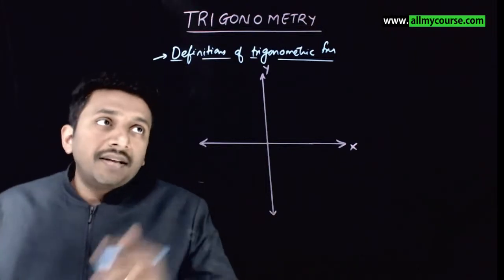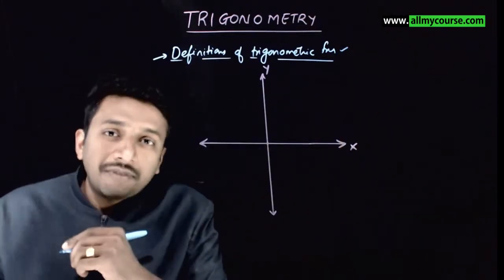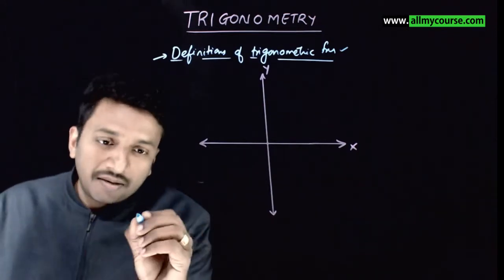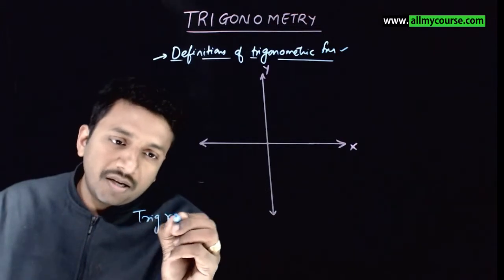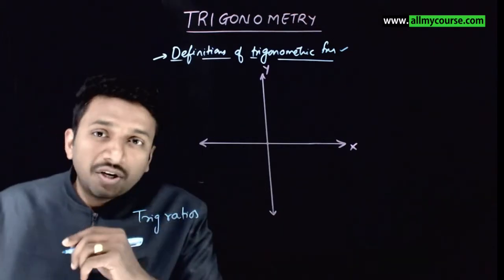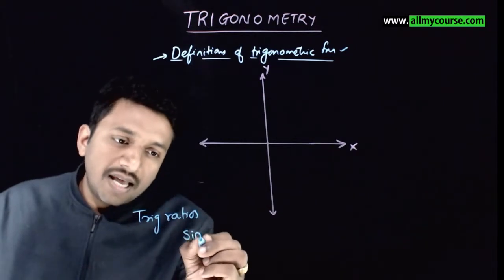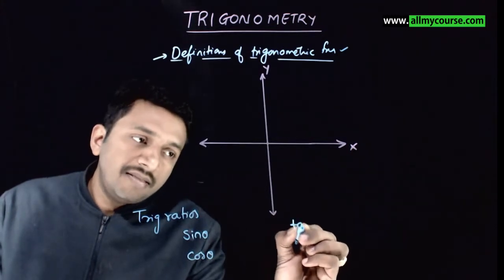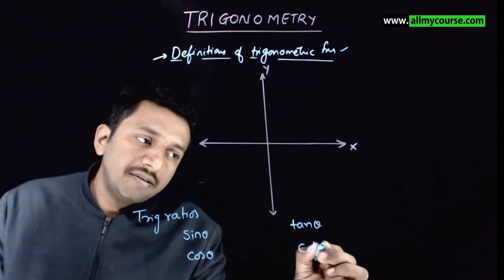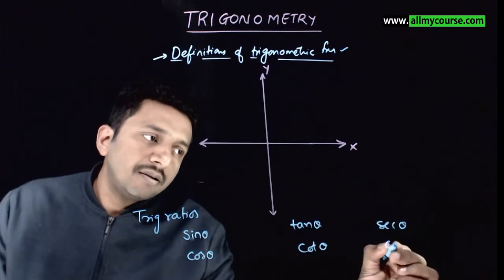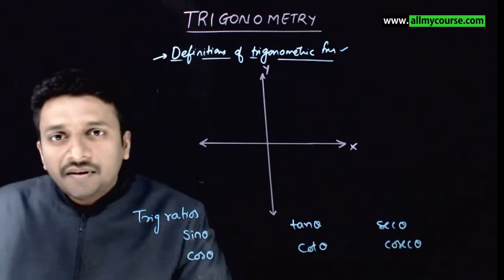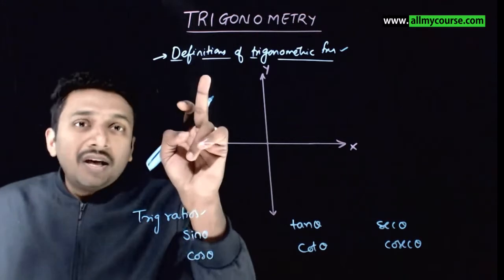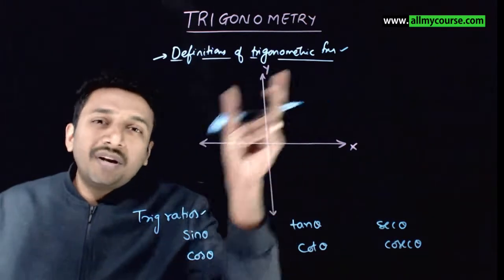So in this video, let us look at the definitions of trigonometric functions. In your lower classes, you have seen what trigonometric ratios are. You have seen that you have 6 trigonometric ratios: sin theta, cos theta, tan theta, cot theta, secant theta, cosecant theta. In your lower classes, you have read these as trigonometric ratios. Now, you're looking at what are called trigonometric functions.